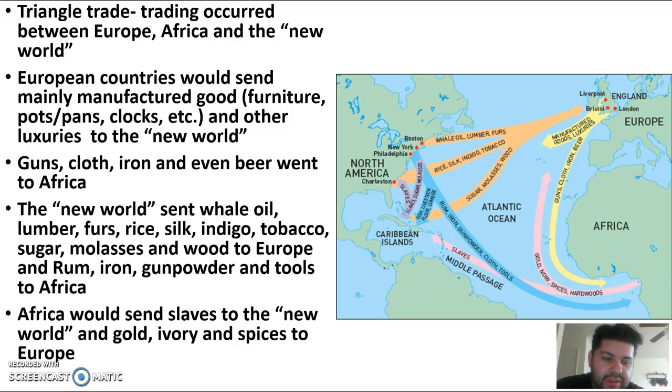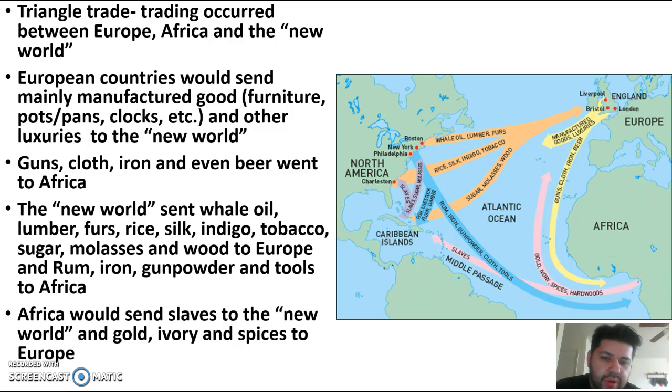Now, Africa would send out gold, ivory, spices, and hardwoods to Europe, and to the New World, it would just be slaves. Because again, you have to remember that's where we had the sugar cane plantations. We have different types of plantations going on in the New World. Now, they would send them to South America as well. There were ships that went to South America. But in this example right now, we're using just the New World, North America.